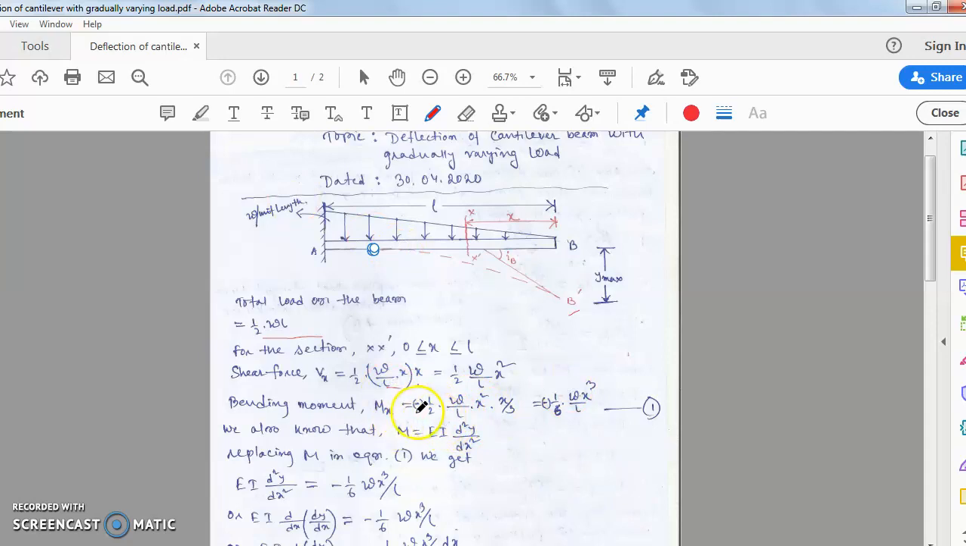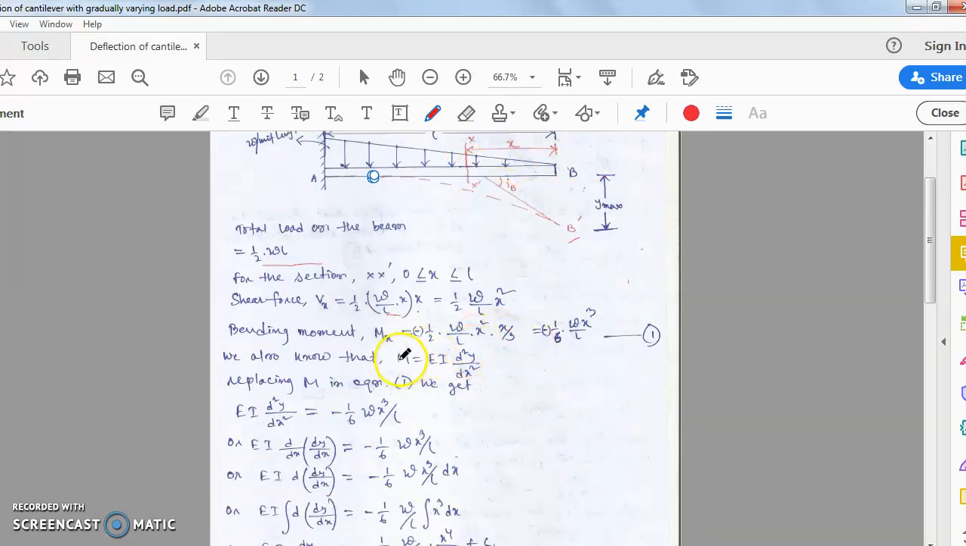Similarly we calculate the bending moment. As the force is downward, the bending moment will be negative: minus half the force, W by L into x square, into the distance. The gradually varying load for this section is active at the CG of this right angle triangle, which is at a distance x by 3 from section x dash, so into x by 3. From there we get the bending moment equation. We also know M equals E I d2y by dx2, so after replacing M in equation 2 we get the expression like this.